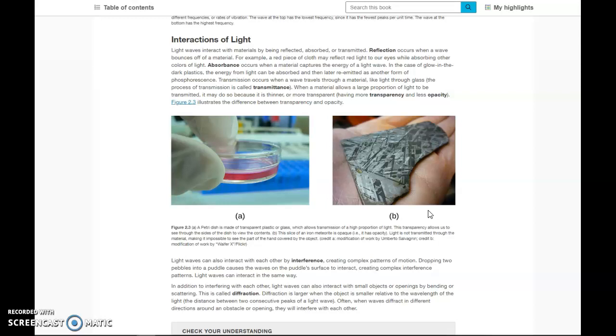Absorbance is when whatever material we're looking at captures that energy. So essentially reflection and absorbance are opposites when we're thinking about light. Reflection is when the light waves bounce off, and absorbance is when they actually go into the substance. And transmission is when the light actually travels through the material. You can think of transmission like light going through a glass.